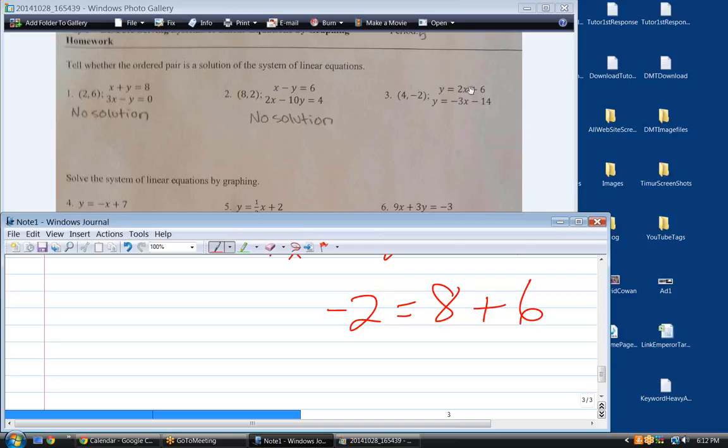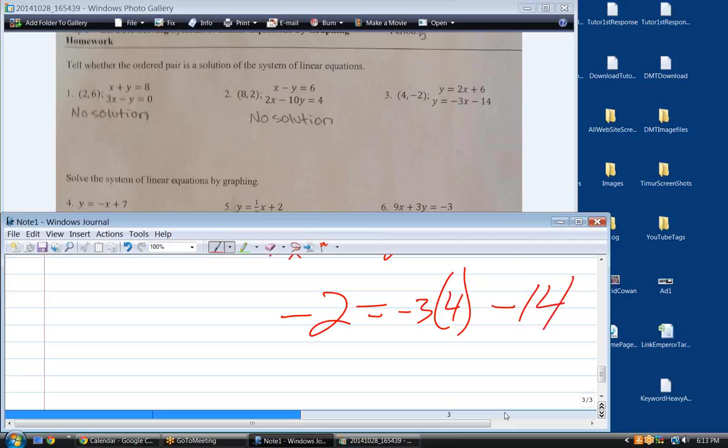All you have to do is find that it doesn't work in one of the equations, and it's not a solution. You don't even need to test it in the second one. In fact, I'll bet it probably works in the second one. Let's see if it does. Minus 2, is that equal to minus 3 times 4 minus 14? Yes, it is. No, it isn't. Excuse me. Wow.